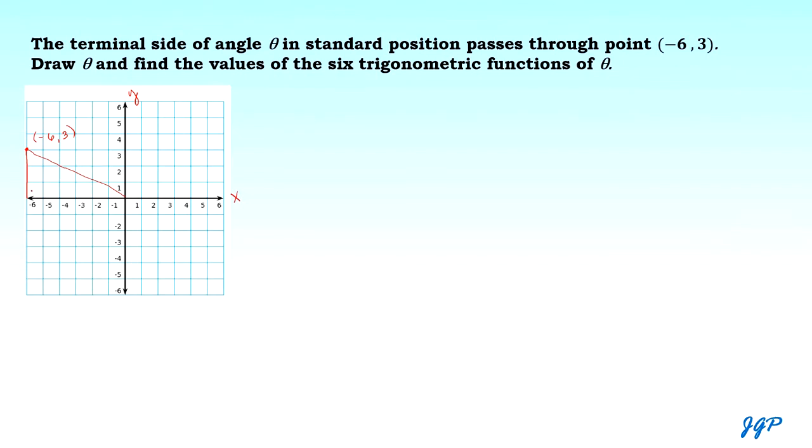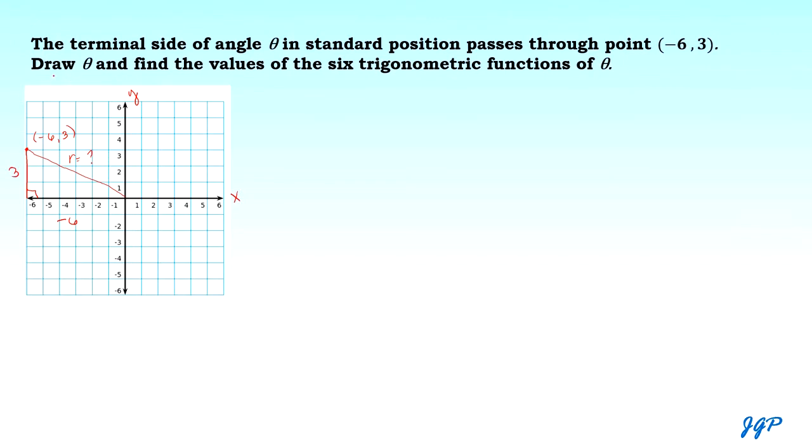So, we now have a right triangle. So, this one is a right angle. So, this side is equal to negative 6 and this side is positive 3. And we don't have the value of this side, which is the hypotenuse, and we let that be the variable r. We don't know the value of that.